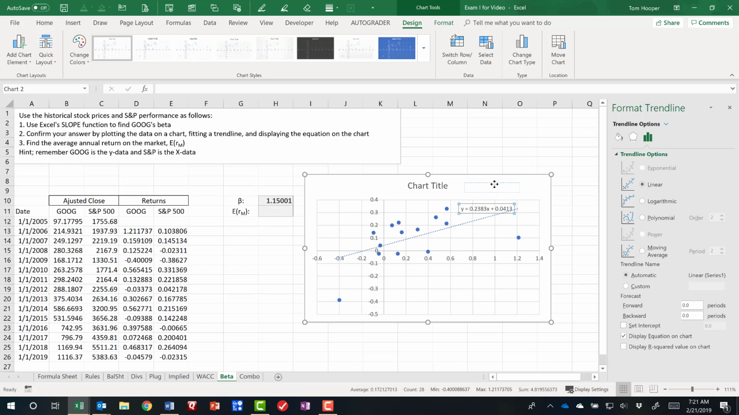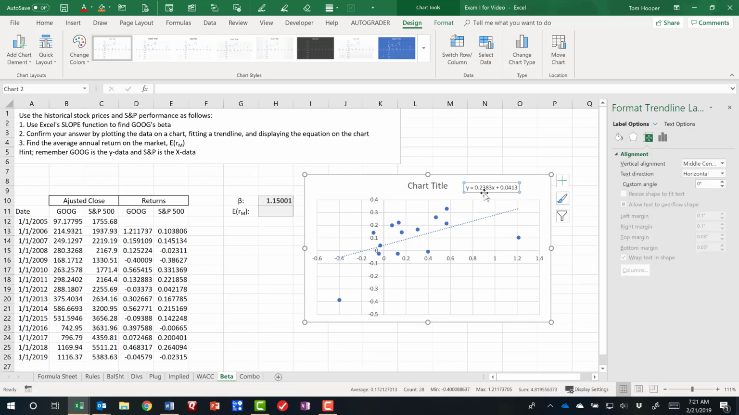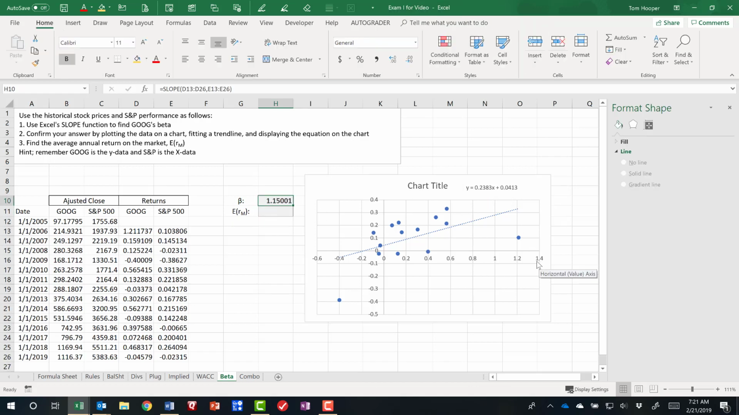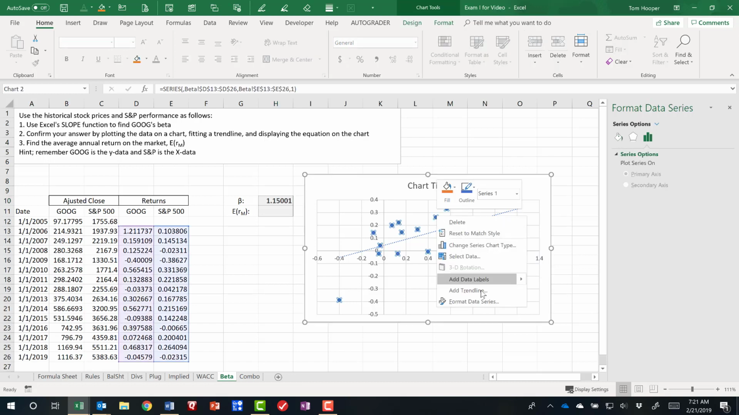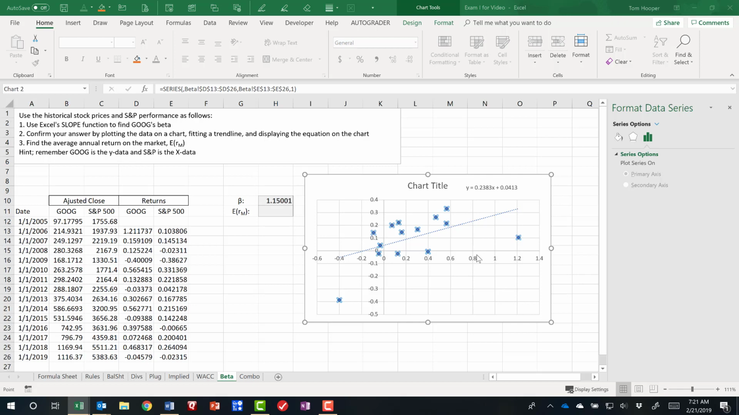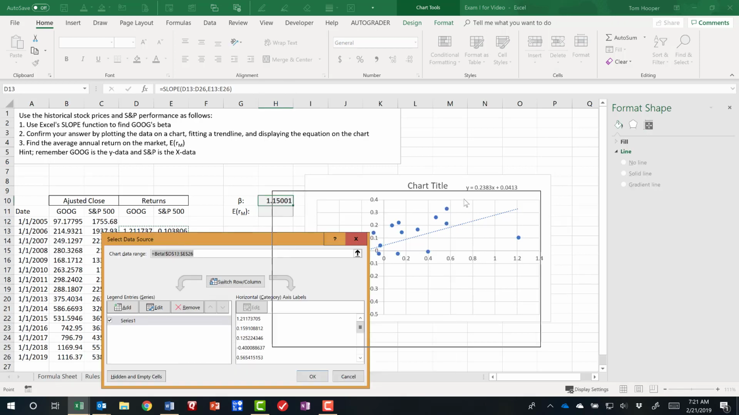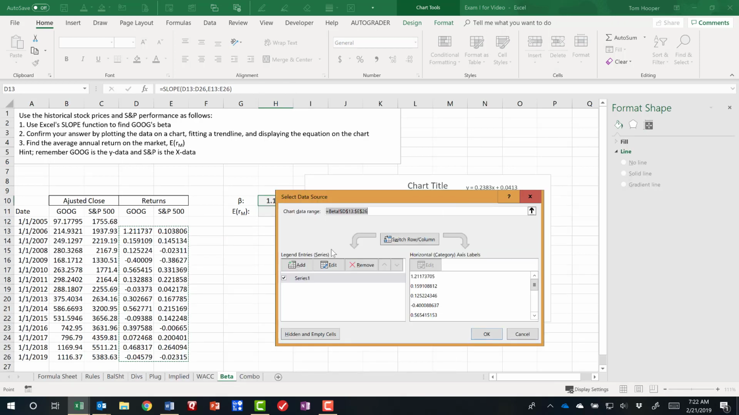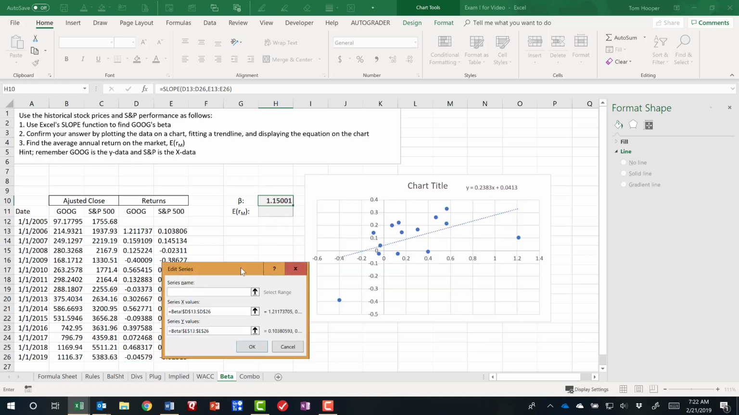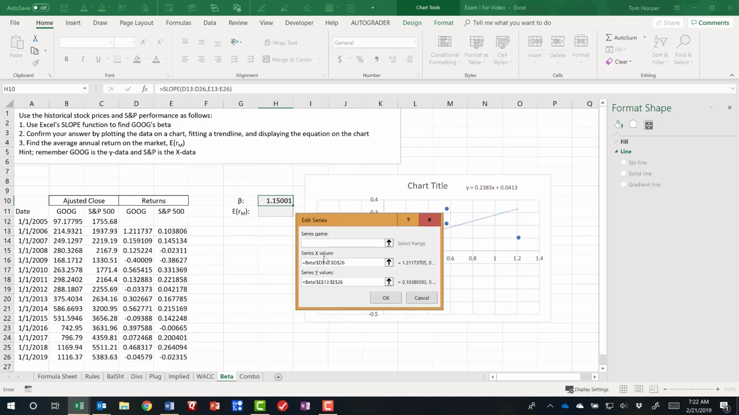Remember from 5th grade, y equals mx plus b. So m must be 0.238, which is not 1.15. Bummer. Okay, we need to fix that. The reason is, if we look at that select data, that's hard to look at. This is easier to look at. It says my x values are in column D and my y values are in column E, but that's not the little hint I made for myself up there. I need to change those.